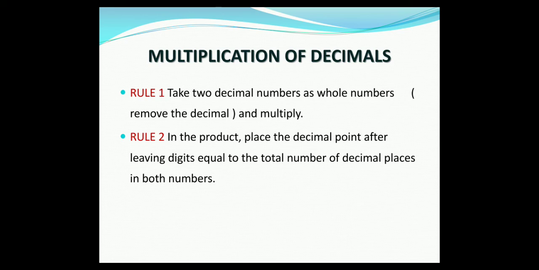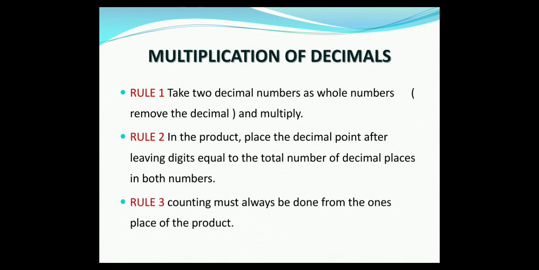Once you have multiplied, place the decimal point after leaving digits equal to the total number of decimal places in both the numbers. So if you have multiplied 1.20 into 7.3, you will take it as 120 into 73 and do the normal multiplication. Clear? Once you are done with the multiplication, then you keep the decimal point. How will you keep it? Count how many digits are there after the decimal point, and according to that, keep the decimal point in the answer. Don't worry, I'll explain with an example so that you can understand more clearly.